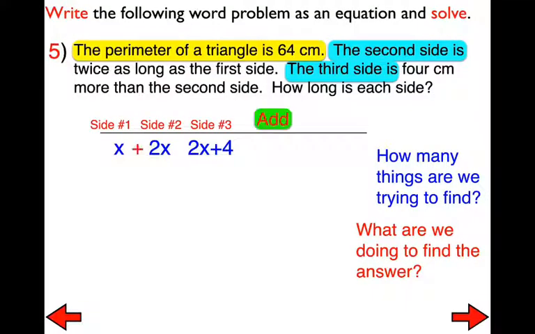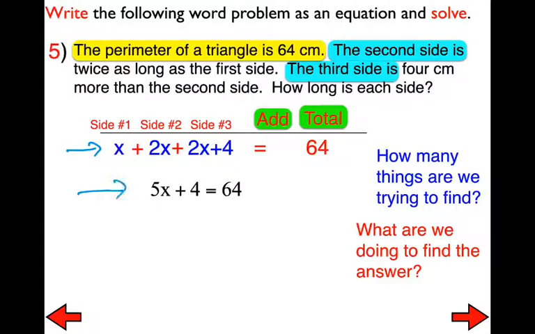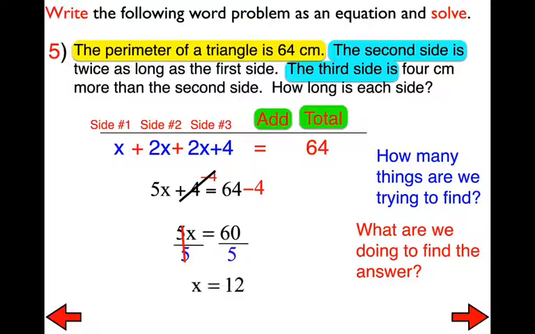We add those up, and that's supposed to be 64. From there, combine like terms. And remember, when you're inputting this in MyOpenMath, you can either go with this or this, your choice. From there, we have a simple 2-step equation. Subtract 4 from both sides. 5x equals 60. Then we divide by 5. We get x equals 12.